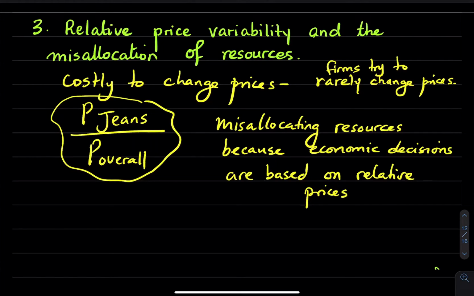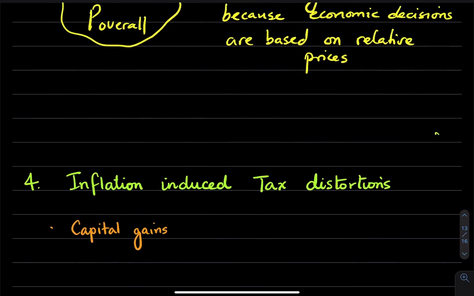How many jeans you're going to sell at that price is going to depend also on the overall level of prices. So you might be concerned as a seller about this ratio of the price of jeans to the overall level of prices. So a good whose price is changed only once per year is artificially expensive at the beginning of the year and artificially inexpensive by the end of the year.